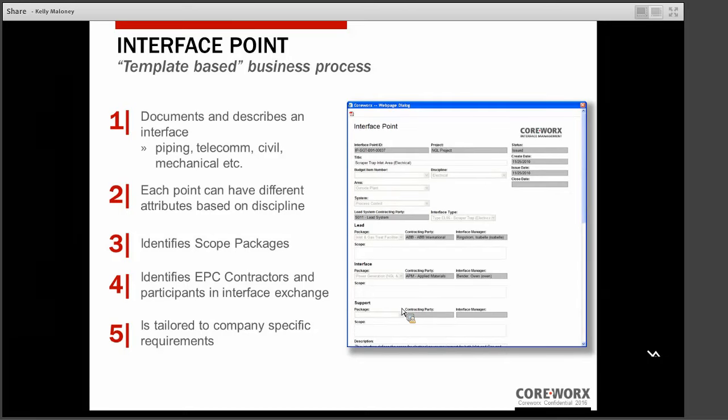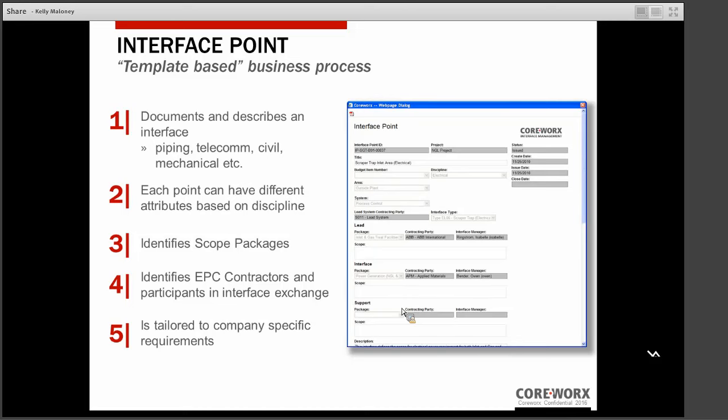With the interface point form, we will document and describe the interface. And it's very common for interfaces to be identified by metadata such as area, system, and discipline. Coreworx also supports the ability to dynamically capture and display attributes based on the discipline that's chosen for the interface point. For example, a piping interface will capture pressure, temperature, and flow rate, whereas a civil interface will capture technical data such as location or elevation.